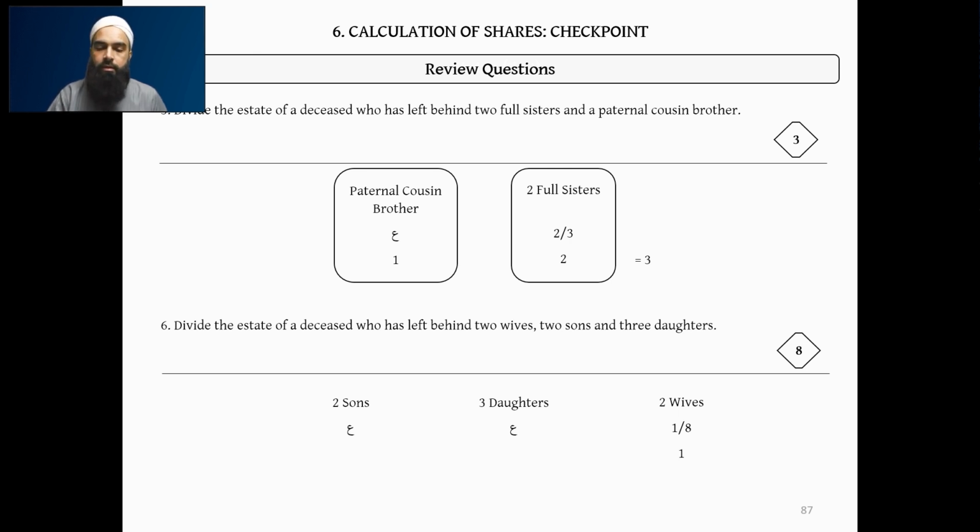So it adds up over here because the 3 daughters will get 3, 1 each, and the 2 sons will get 4 because they'll get 2, 2 each. So it adds up, 4 plus 3 plus 1 equals the 8. So it worked out over here.